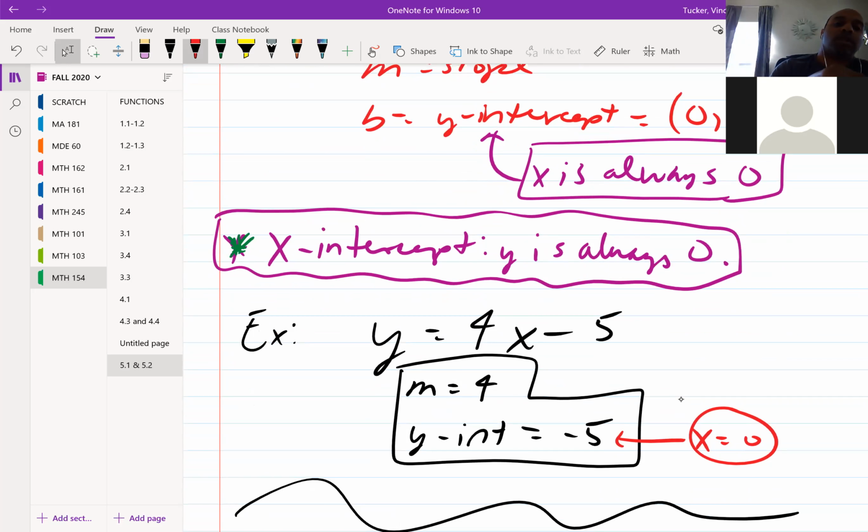So a lot of times people make the mistake, they ask you what is the slope, and they will say 4x. Your slope is not 4x, your slope is just the number 4. So don't make that mistake. Your slope is just the number that's in front of x, not the actual x. And your y-intercept here is -5. Don't forget, as an ordered pair, we'll talk more about it as we progress. x is equal to 0, so that means your ordered pair would be (0, -5).